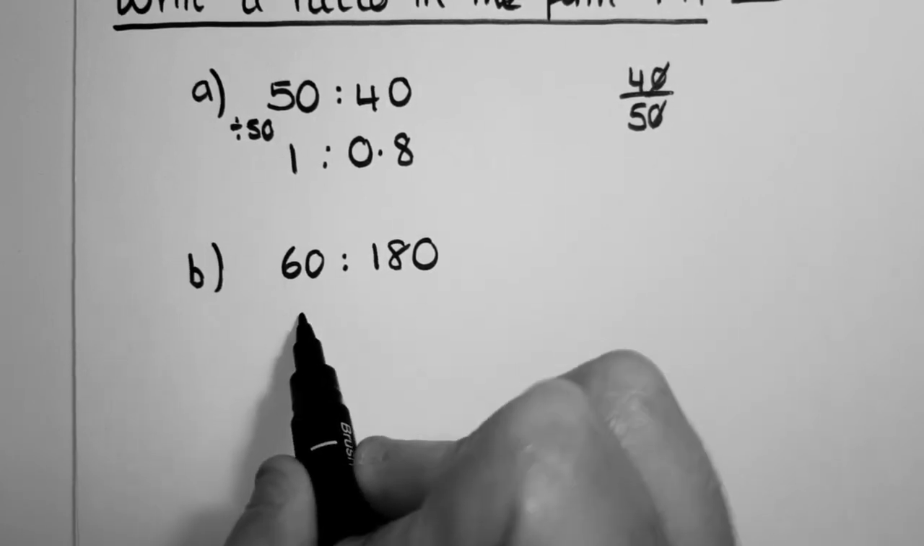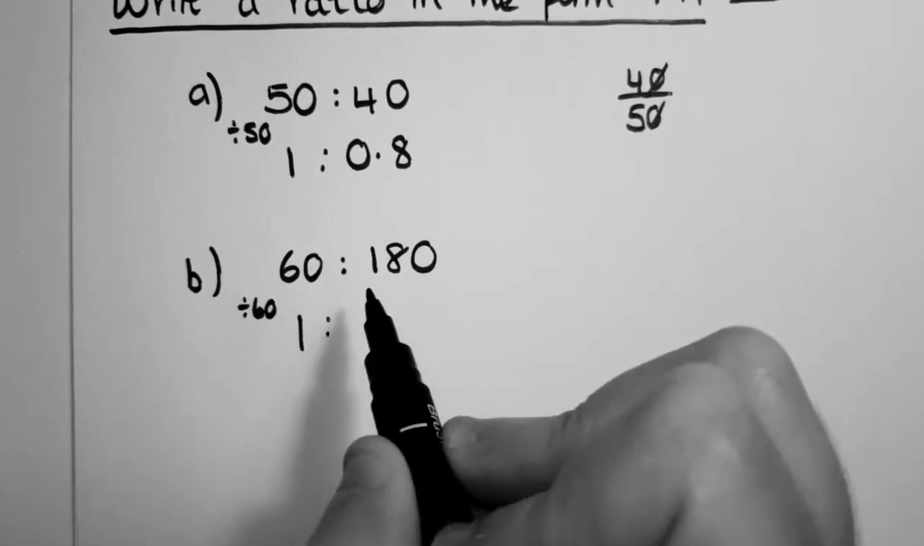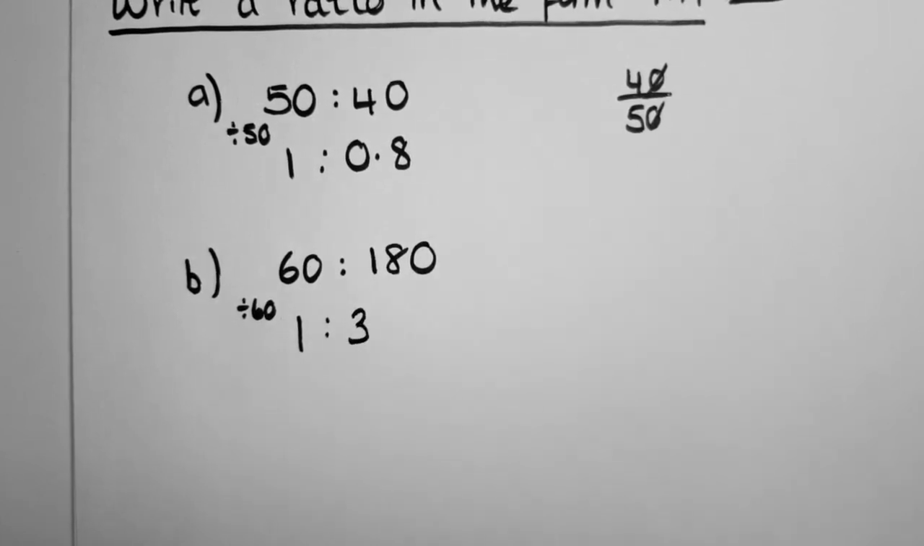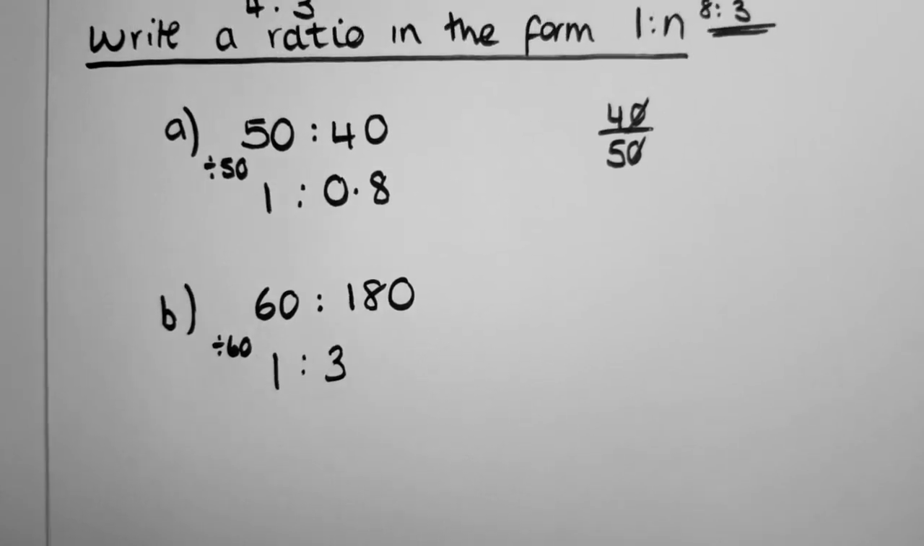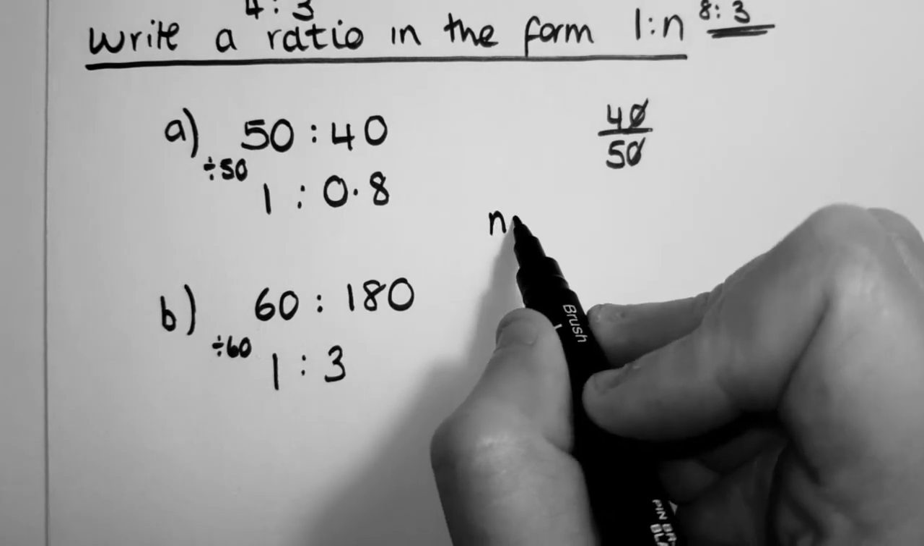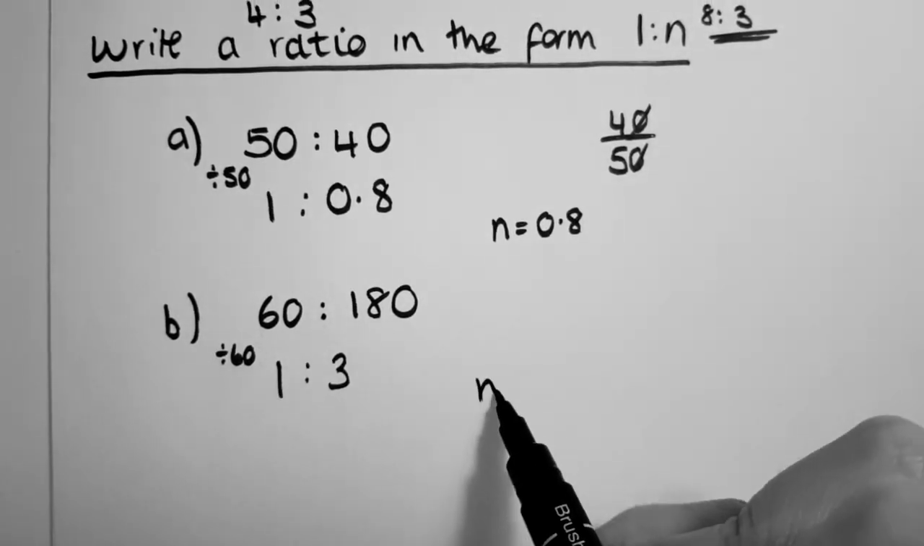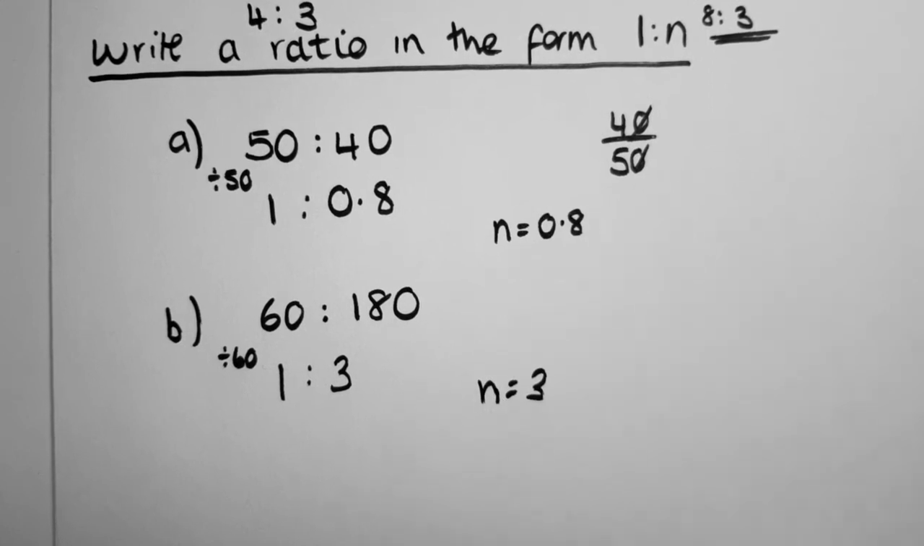So for this one, to make that first number a 1, I need to divide by 60. So 60s into 180 go 3 times, that's it, 1 to 3. Just be careful, sometimes they can ask you to write it in the form 1 to n. Sometimes they say, what is the n value? So the n value for this one would be 0.8. The n value for this one would be 3. It just depends on the way that they've asked for the answer.